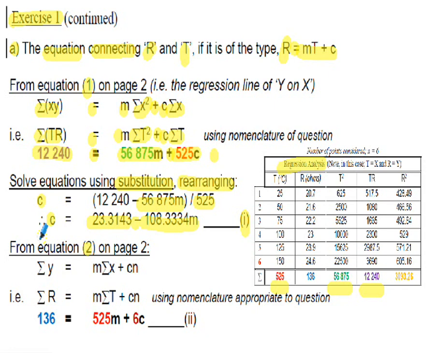Now we're going to use equation 2, proved previously, and that was generically summation of y is equal to m times summation of x plus c times n. Using the notation from this question, that summation of r is equal to m times summation of t plus c times n. And again, taking the information from the table on the right hand side, summation of r is 136 on the left hand side, and that's equal to the m times summation of t. Summation of t is 525, so 525m, plus number of points in this case n is 6, so that's 6 times c. And that's called equation 2 in Roman numerals.